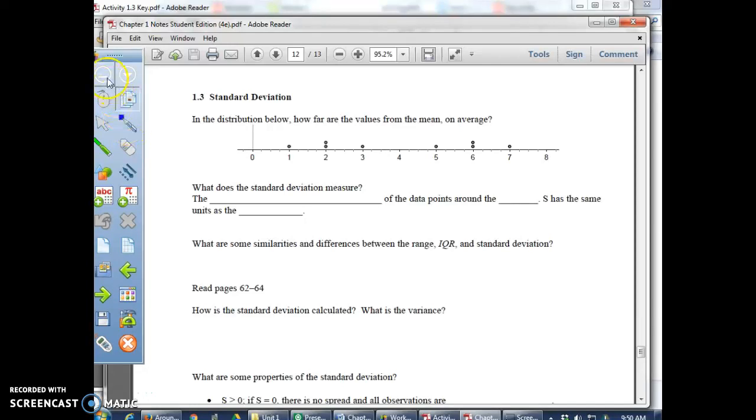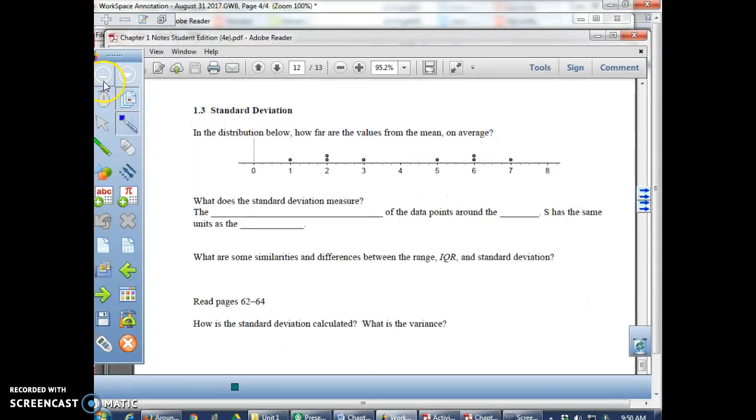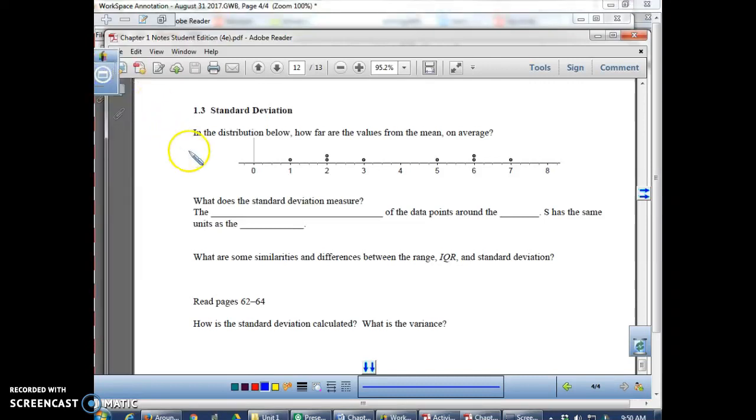Okay, we worked on an activity today in class in groups, and these are some notes just to summarize what you learned today. So the standard deviation is just a measure of how spread out the data is. It tells you on average how spread out the data is. So the first thing when you have a distribution is to find out what the mean is. And if you remember, the mean is the balance point.